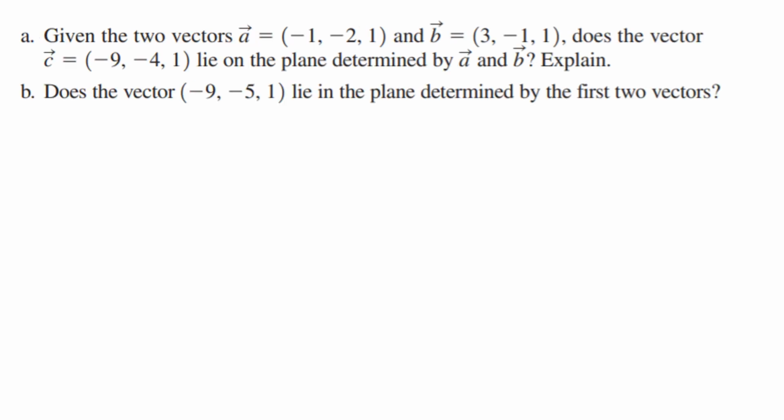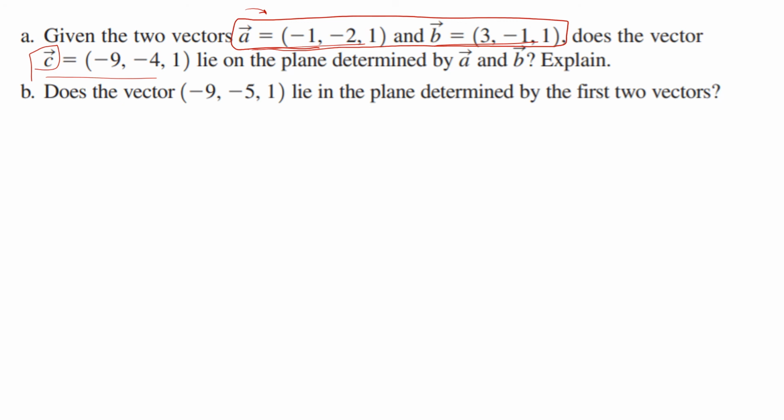Now the very last question is, given the two vectors over here, which are a and b, does the vector c lie on the plane determined by the vectors a and b? And we need to explain why. So all this is asking for is, for the linear combinations of a and b, will this be equal to c? Meaning, will c be on the plane determined by this linear combination? So all I need to do is, again, put a scalar.